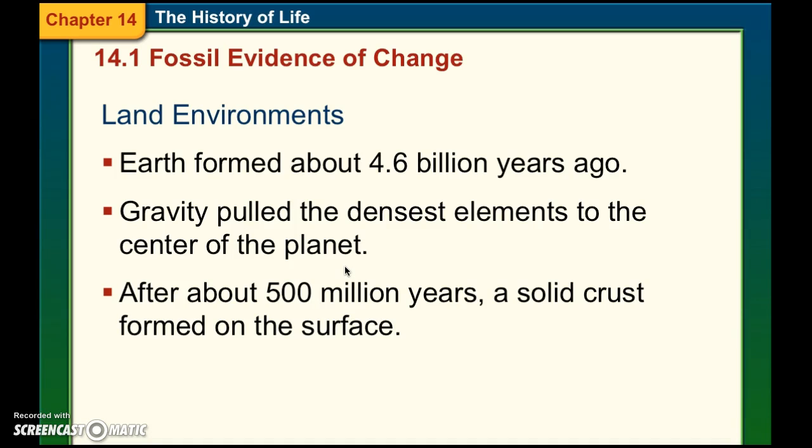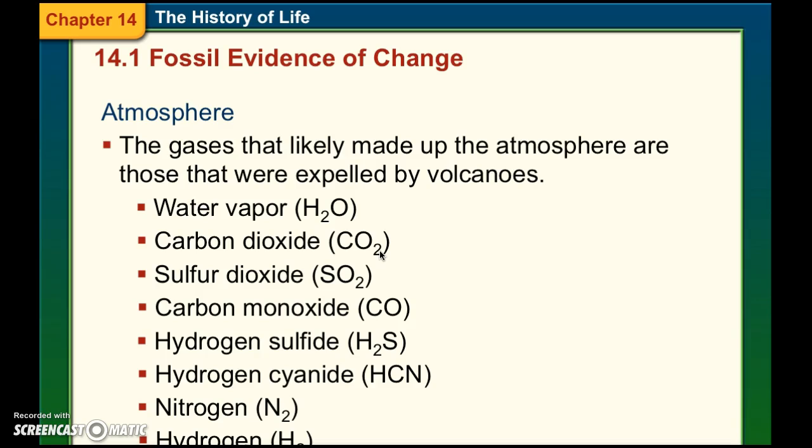The Earth was formed about 4.6 billion years ago. The Earth is pretty old. The iron core of the Earth formed when gravity pulled the densest elements to the center. And it's very hot down there and it's very, very dense. And that, of course, is what gives Earth its magnetic properties, because the core of the Earth is molten iron. After about 500 million years, and a lot of cooling had to take place in order for this to happen, a solid crust formed on the surface of the Earth.